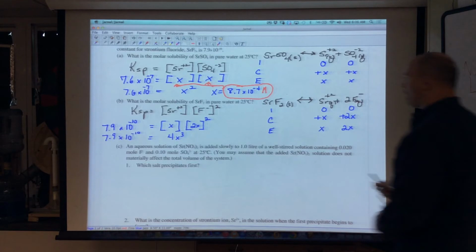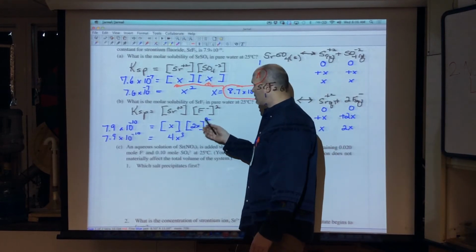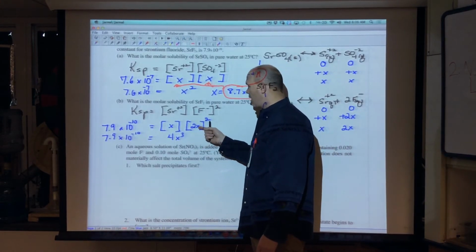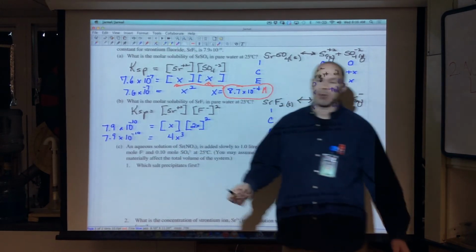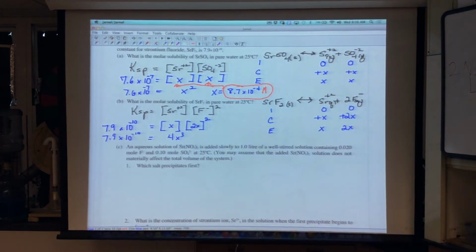Squaring this gives me 4, squaring the x is 4x squared, and then 4x squared times x is 4x cubed. Okay, how do we solve for the x? We cube root it to both sides.